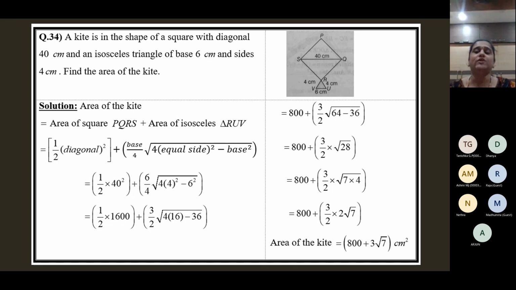What is the formula to find the area for rhombus? Ma'am, half into D1 into D2. Yeah, half d1 into d2. What's the formula to find the area for parallelogram? Base into height.